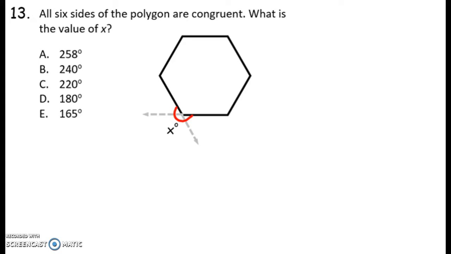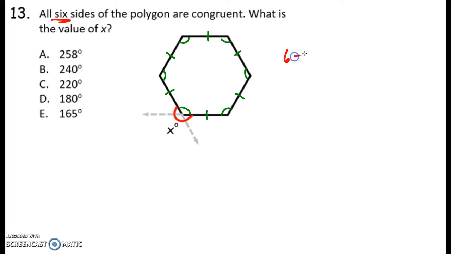In 13, it says all 6 sides of the polygon are congruent. If all 6 sides are congruent, that makes this polygon a regular polygon, meaning all sides and all angles are congruent. So it says, what is the value of x? Okay, so I know that I have a six-sided figure.